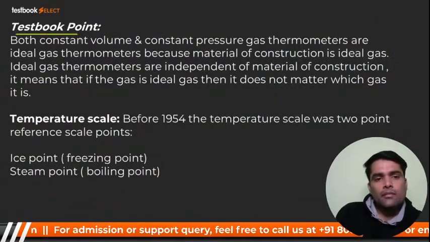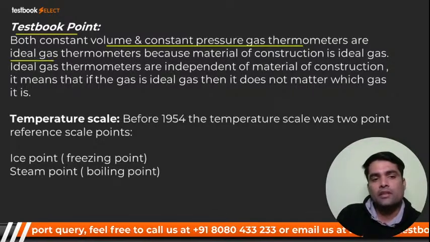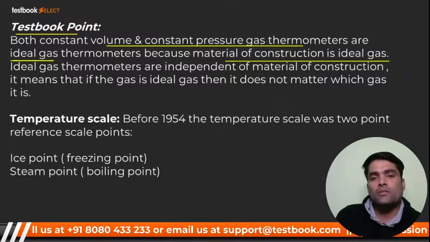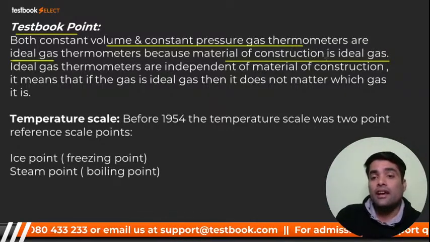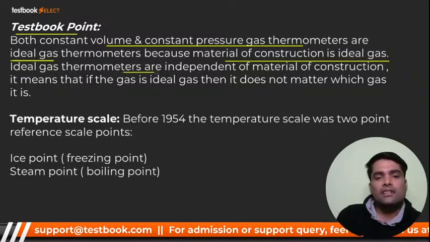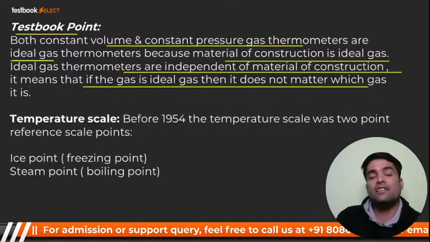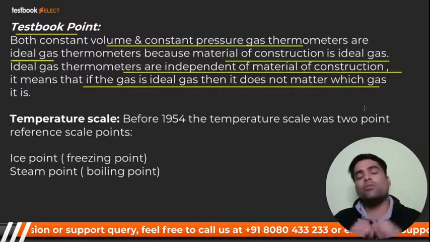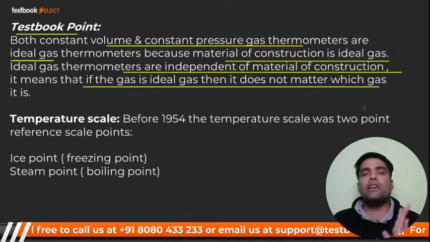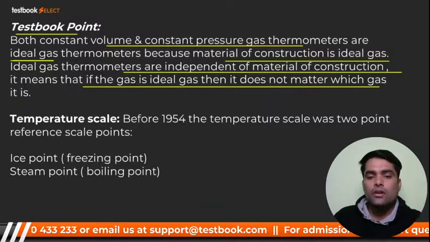Textbook point, my dear: both constant volume gas and constant pressure gas thermometers are ideal gas thermometers, because they are independent of the material of construction. Ideal gas thermometers are independent of material of construction. It means that if the gas is an ideal gas, then it does not matter which gas it is. If I tell you that this is an ideal gas, then it doesn't matter whether the gas is nitrogen or oxygen or carbon or whatever.